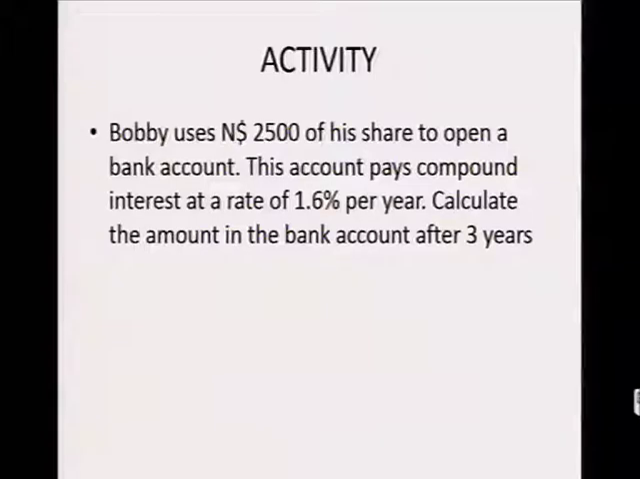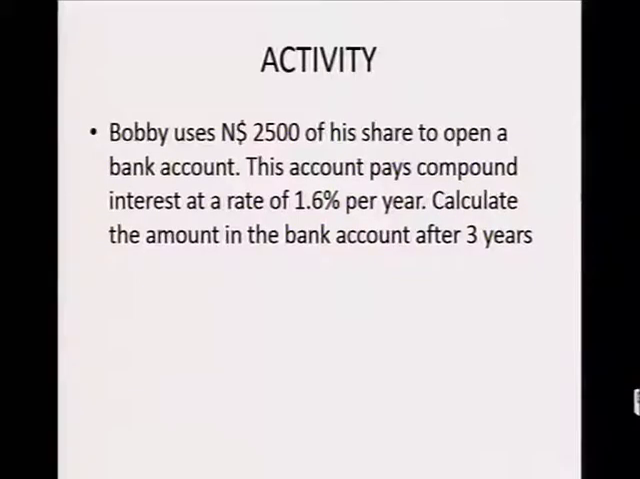If you have any problem in mathematics 3, please get back to me, send to my email, and tell me what you don't understand. Look at this. I put this one deliberately for you to have an idea. Bobby used 2,500 of his share to open a bank account. This account pays compound interest at the rate of 1.6 per year. Calculate the amount in the bank after 3 years.